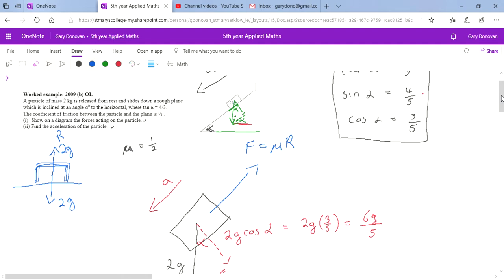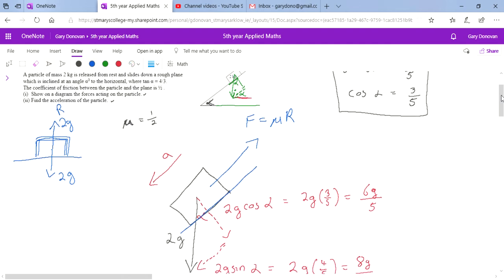But in this case our plane is at an angle. So what do you think R is going to be equal to here? If you turn this on an angle, you'd see it's the same as this one here, the perpendicular component to the plane. So R will equal 6g over 5, because that component must equal the one that's going down into the plane. So friction is mu, a half, times 6g over 5, which gives us 3g over 5.